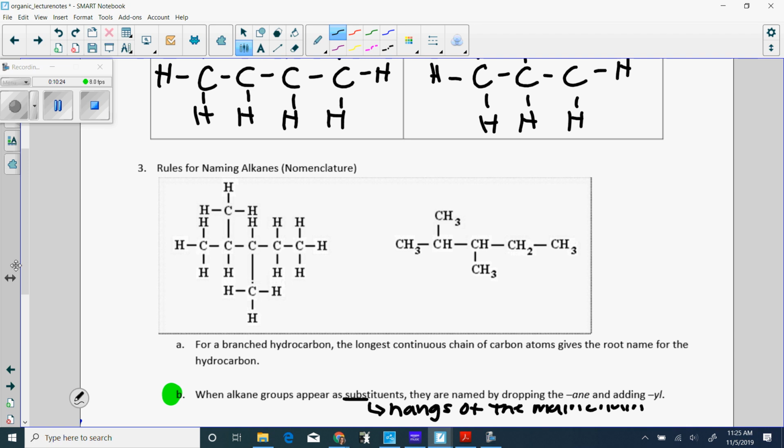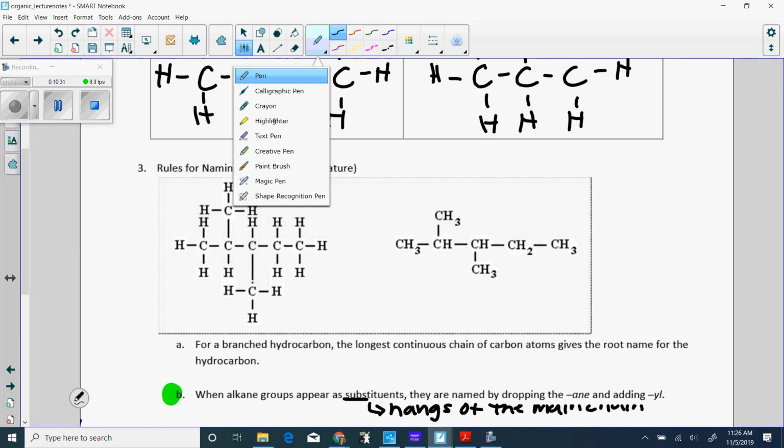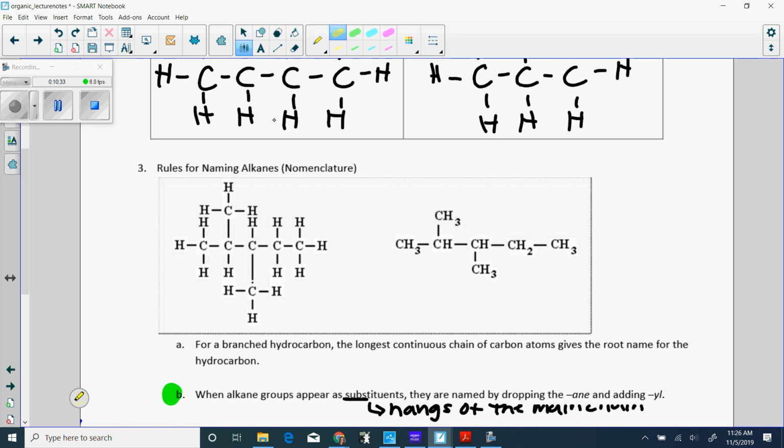So, step 1, you are going to find, I'm going to use my yellow highlighter, the longest and continuous chain of carbons. So watch me. I'm going to do it wrong at first to make a point. So don't do this. Just watch me. So the longest continuous chain could be anywhere. This is a chain, all connected. That's 1, 2, 3, 4 carbons.